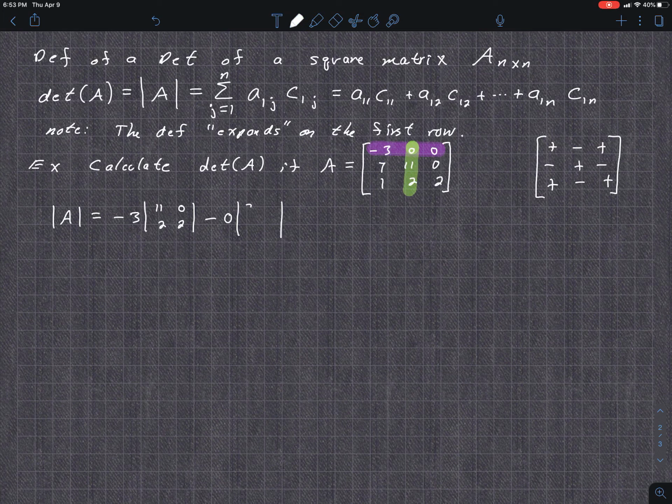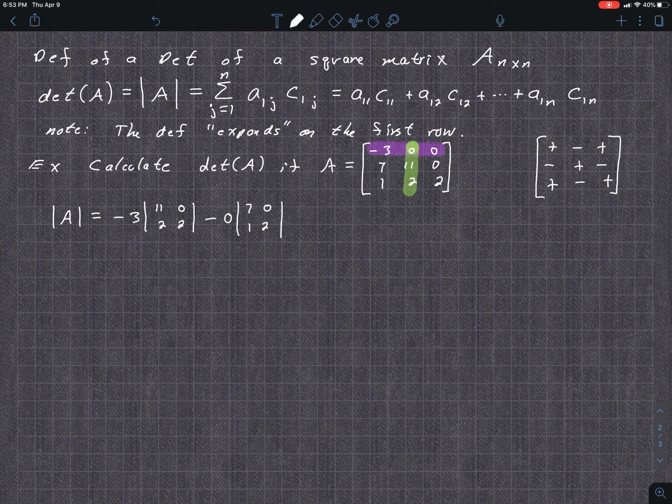And then it'll be a minus, and then what's next is 0 times the determinant. And I'm going to put this in this time, even though it's 0. So the next one would be here, 7, 0, 1, 2, which of course you don't have to write, correct? Because it's 0 times what, it's all going to cancel out.